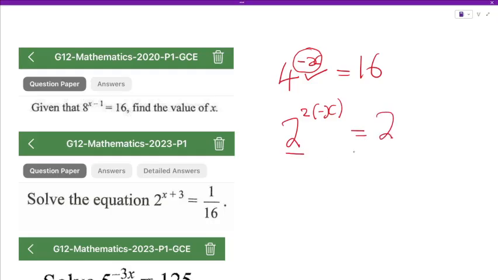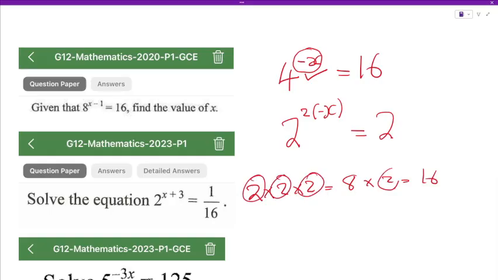Remember, your goal is to make sure that the bases on both sides of the equal sign are the same. Now we need to figure out what power to put here. How many times can we multiply this 2 by itself to give us 16? We start testing. 2 times 2 times 2 gives me 8. From the previous lessons, if I add another 2, it gives me 16. So I count how many 2's I have used: 1, 2, 3, 4. So my power there is 4.